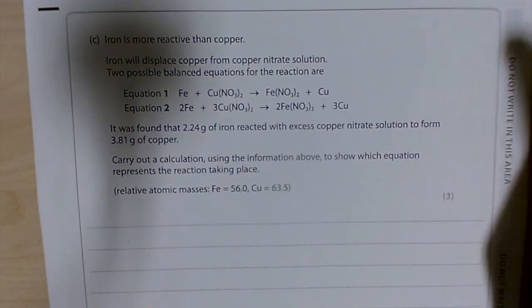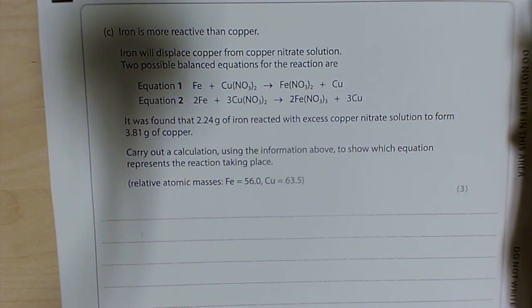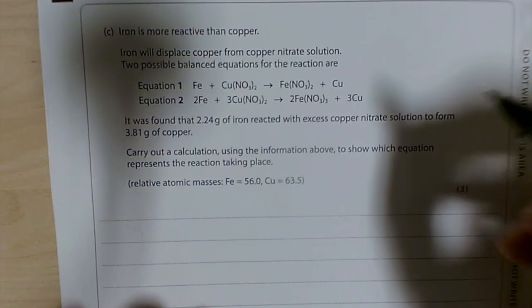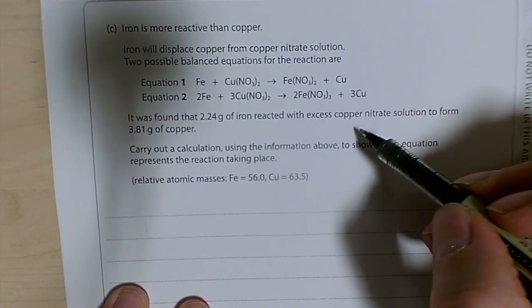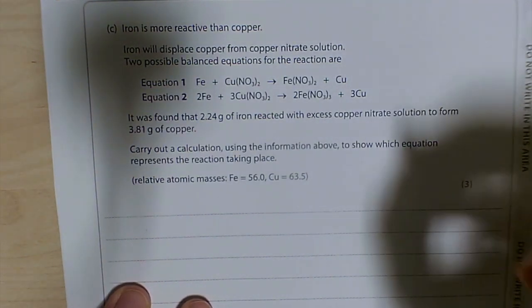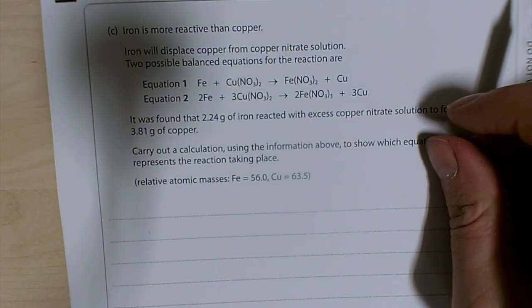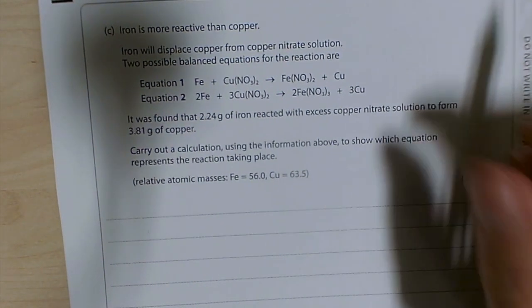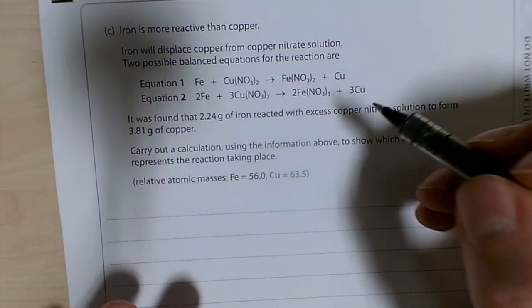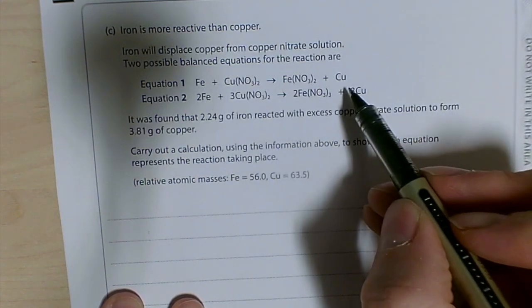And here we've got some more moles to do. We've got iron displacing copper from copper nitrate, and we've got 2.24 grams of iron reacting with excess copper nitrate to form 3.81 grams of copper. We have to show which of these equations represents the reaction taking place. So it's all about our ratio in the equation.